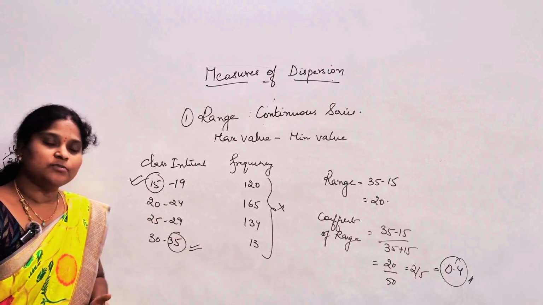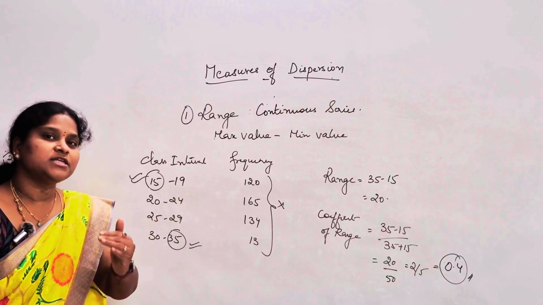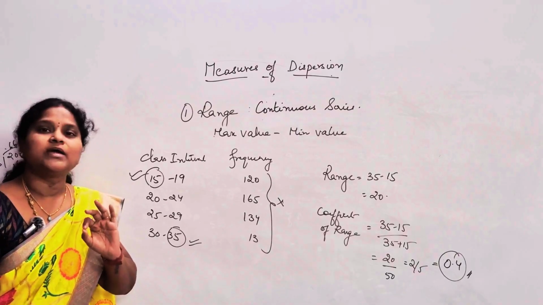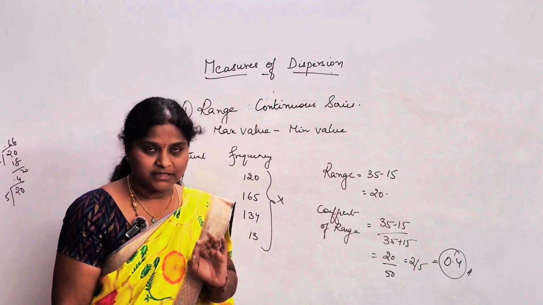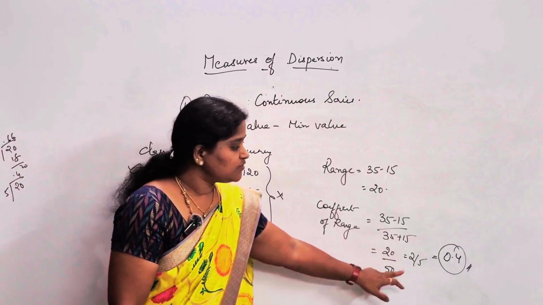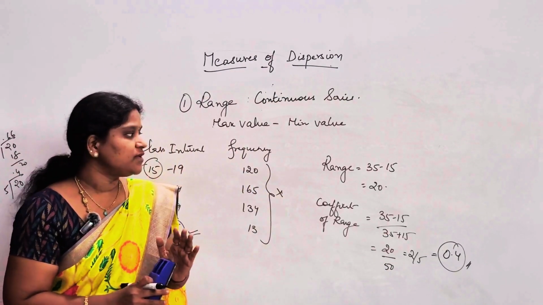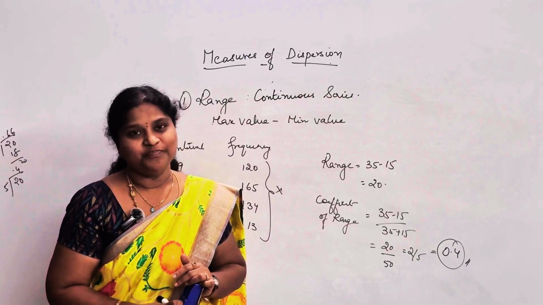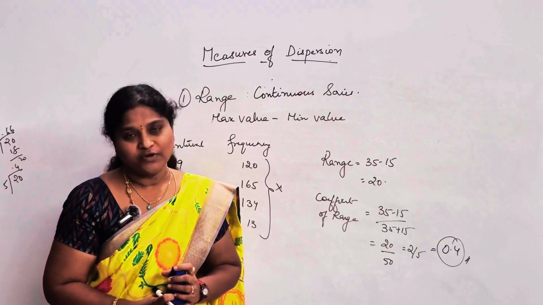Simply substitute in the formula for range: range is equal to max minus min, 35 minus 15, that is equal to 20. This is just my absolute measure. To calculate the relative measure, I'll use the formula L minus S by L plus S. So 35 minus 15 by 35 plus 15 gives the value 0.4. In this case, my absolute measure is 20 and the relative measure is 0.4. I hope you understood what range and coefficient of range are.